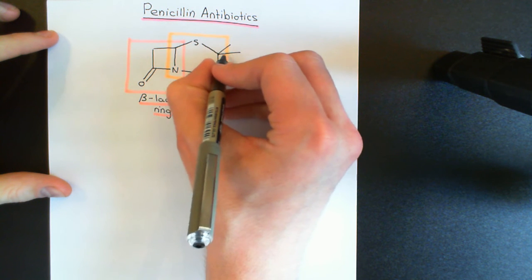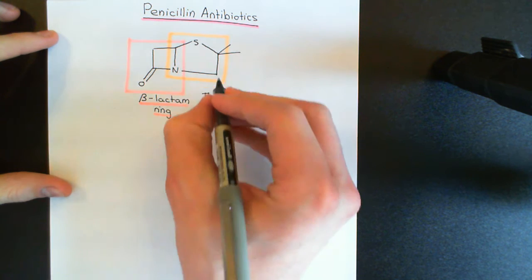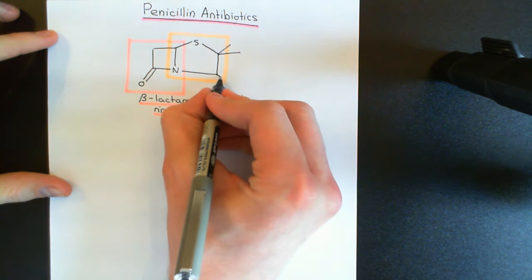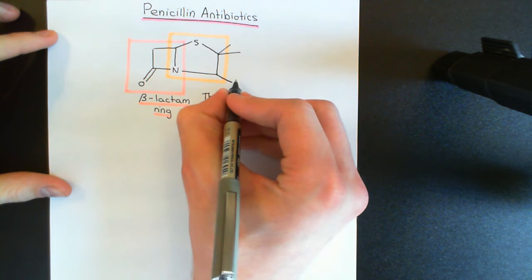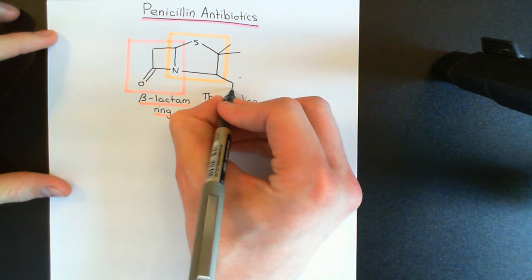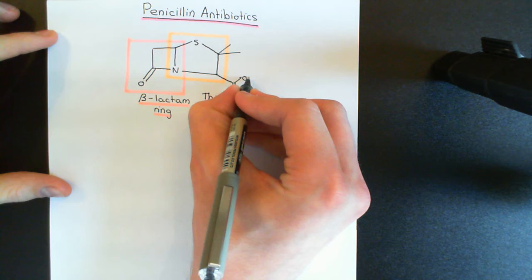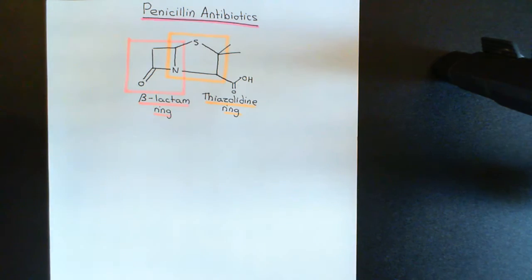It's still got two more free bonds, and we've got two methyl groups coming off there, and they're just shown in this way in the skeletal structure. And this carbon down here is going to have a carboxylic acid group coming off it. So I'll show this like so. So here's the carbonyl group, and here is the alcohol group. So that's a carboxylic acid group.